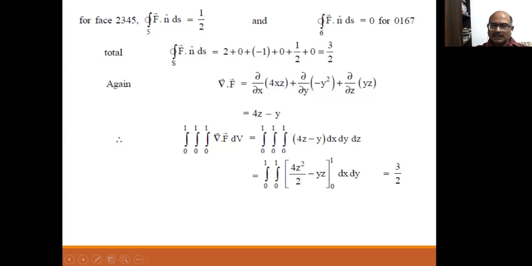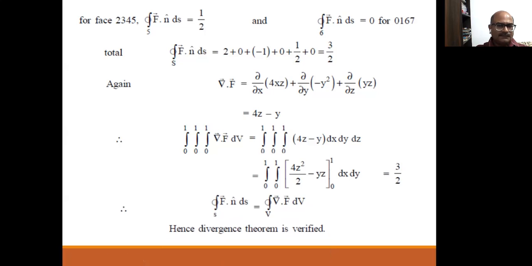So on the left hand side is the surface integral, which we already found, and on the right hand side is the volume integral of the divergence of that vector field, which is again the same. So we have proved that the divergence theorem is verified for this problem.